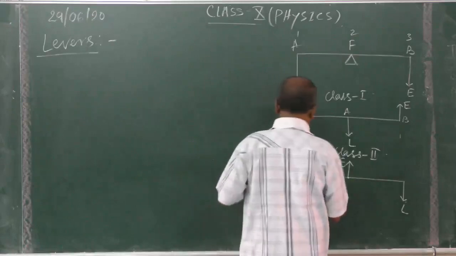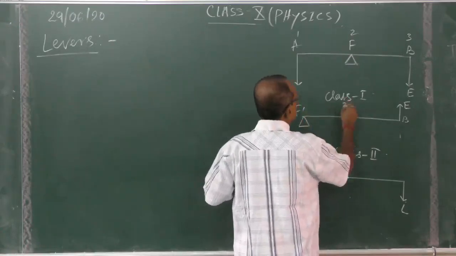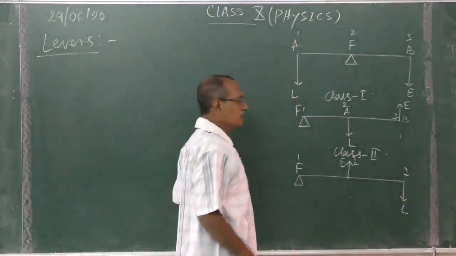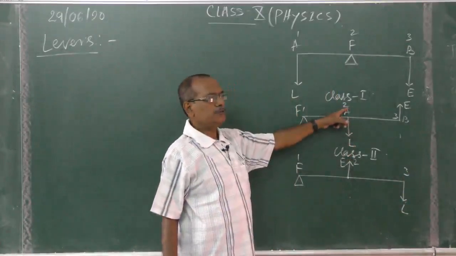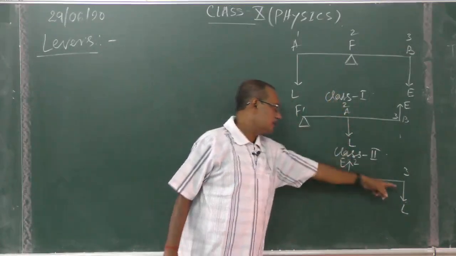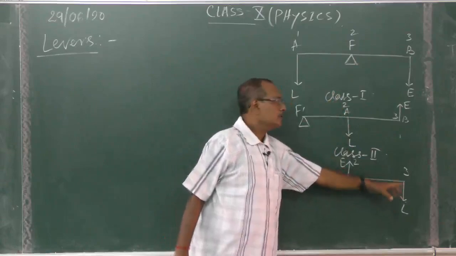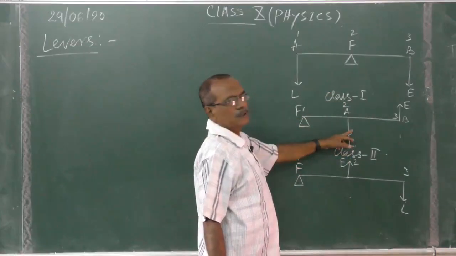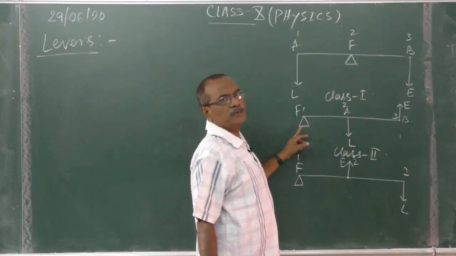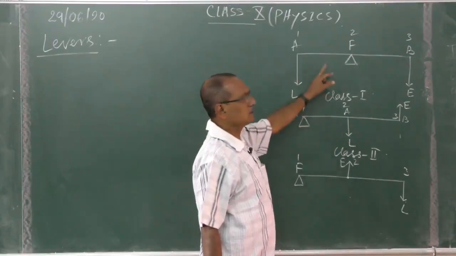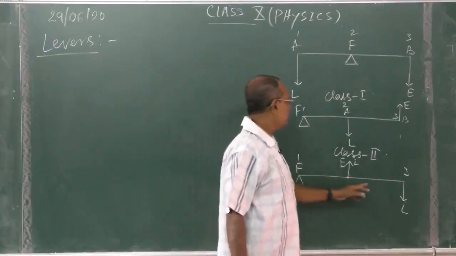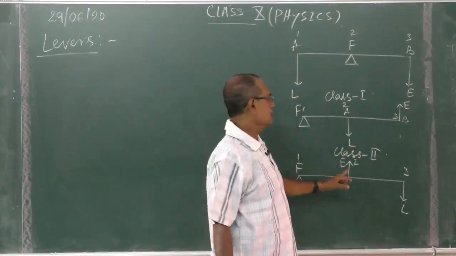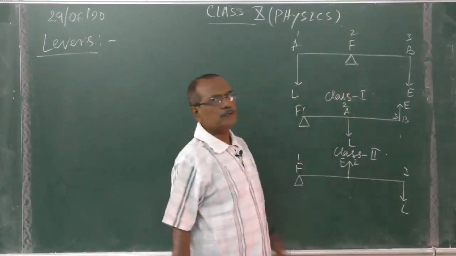Now again we are marking 1, 2, 3. Here load is in the second position in the second order. Load is in the third position here. Just here you see the load is replacing the fulcrum, and the fulcrum is going to the place of load from here to here. Here load is replacing the position of effort. Effort is coming here. So in this way you can find the order of lever.